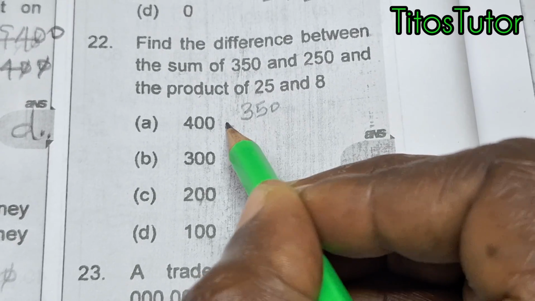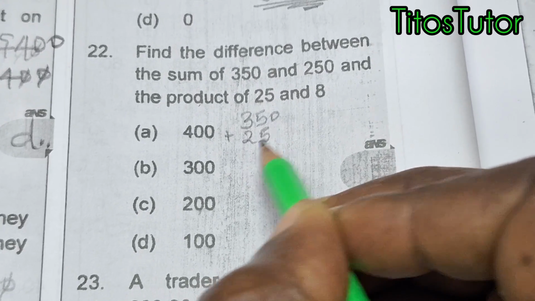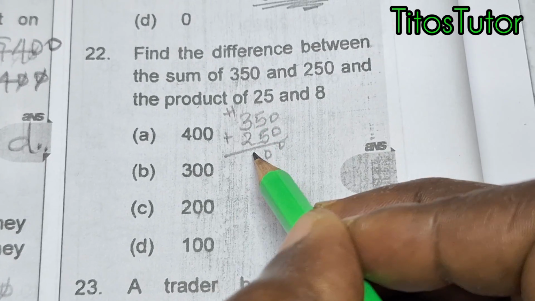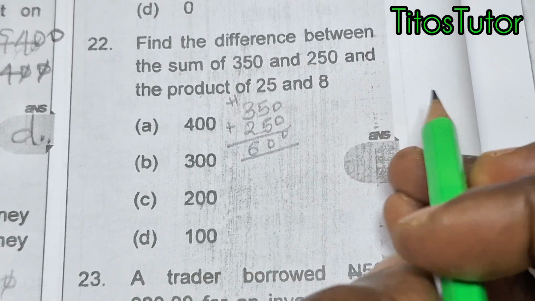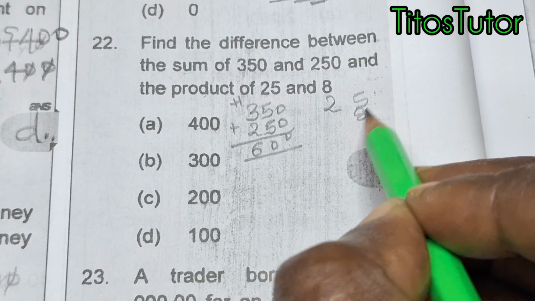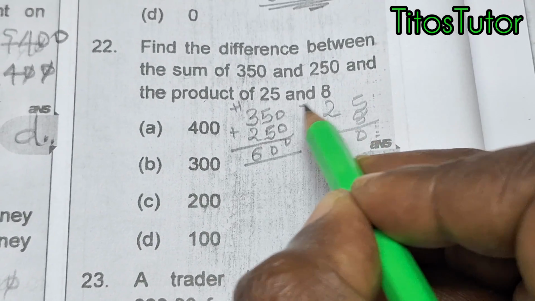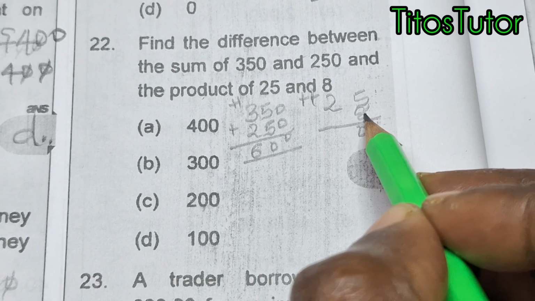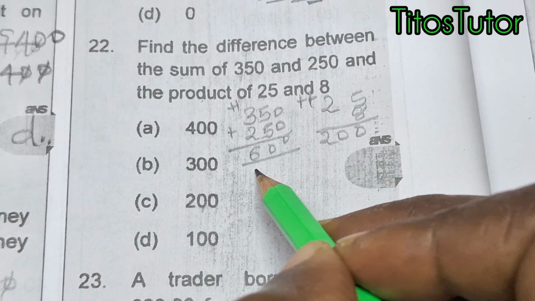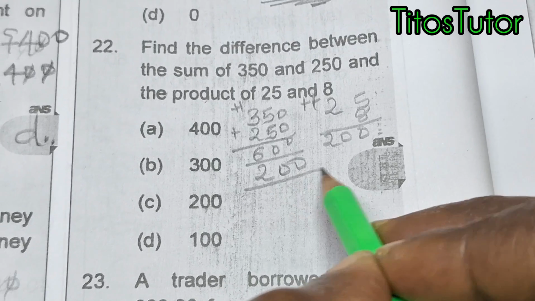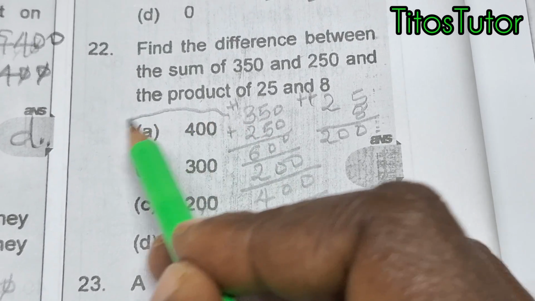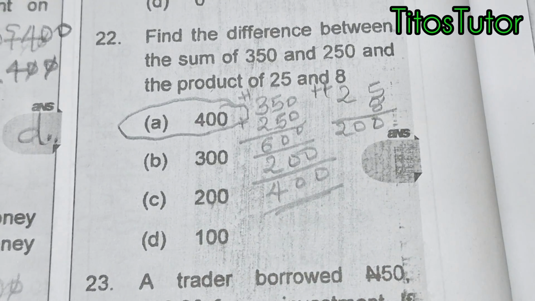So let's start with 350 plus 250. 0, 10, so 600. Now, the product: 25 times 8. 40, 16 plus 4, 20. So 200. Now I'm going to subtract. 0, 0, 4. Final answer, 400. I choose A. And I am done.